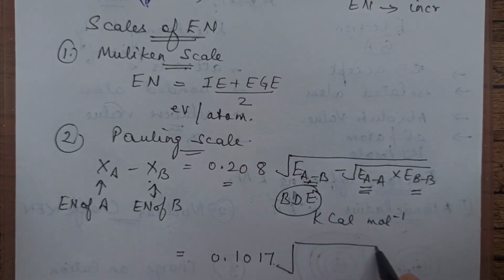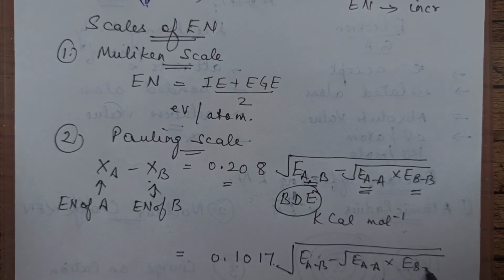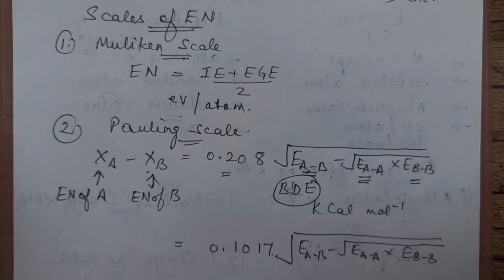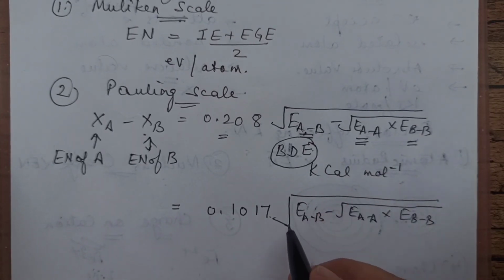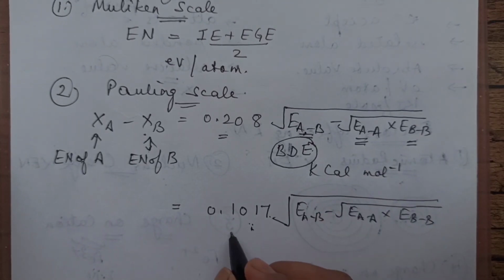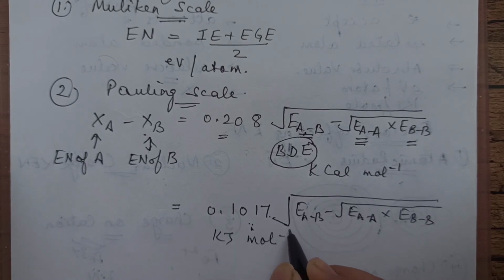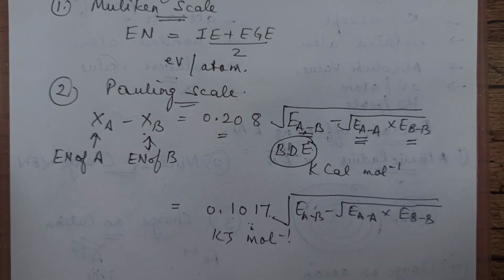And the remaining thing is the same. It is EAB minus root of EAA into EBB. Right? Only thing is this: instead of kilo, this is the constant you are using in case these bond dissociation enthalpies are given in kilojoules per mole. If it is in kilocalories per mole, we will be using the first formula.